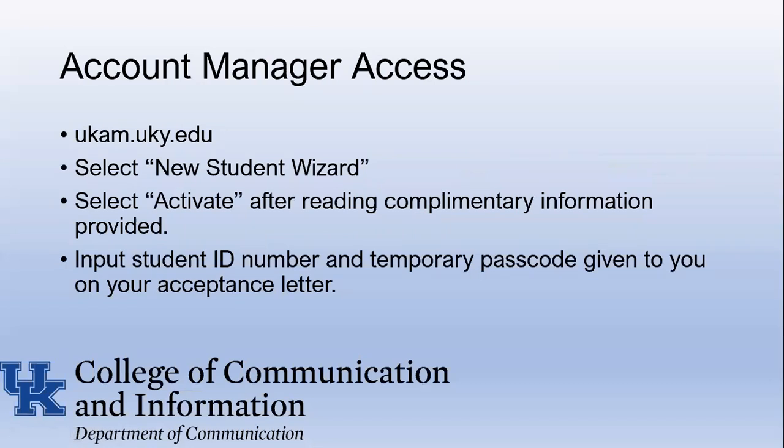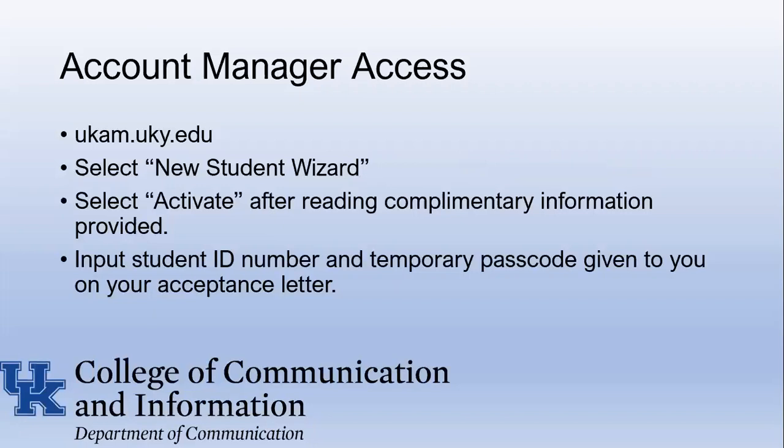So the first thing you're going to want to do is access the Account Manager website hosted by the university. The website's URL is posted on the first bullet point, so be sure to enter this correctly. Then you will see a button that says New Student Wizard. Be sure to select this, and then you will be prompted to a page where you should read some additional information given to you by the university, and at the bottom of that page, please select Activate.